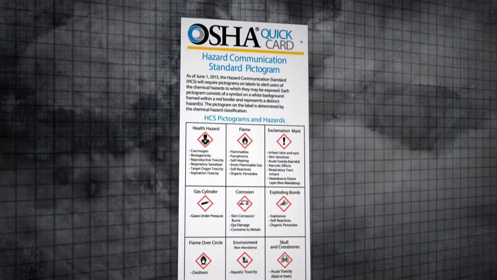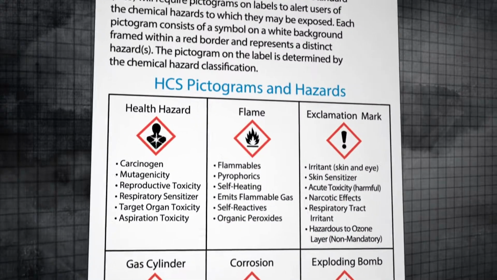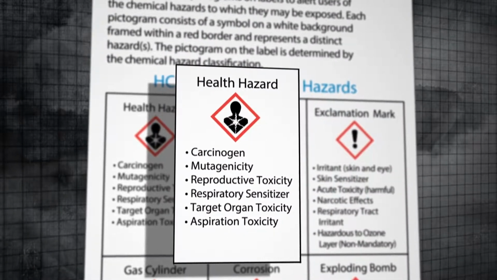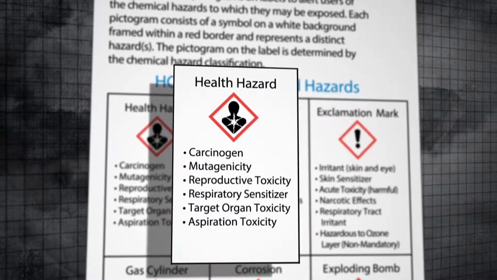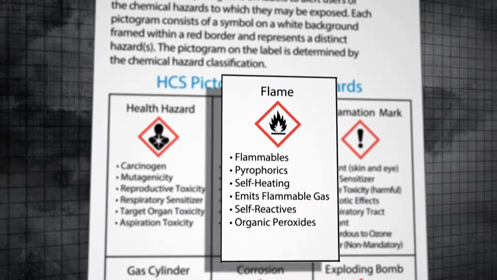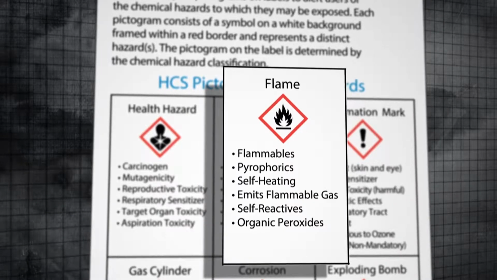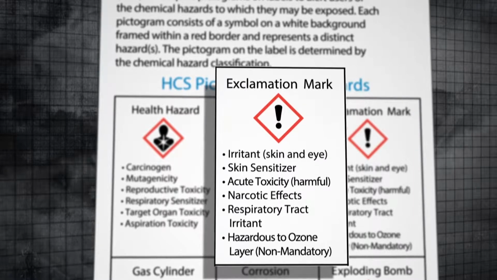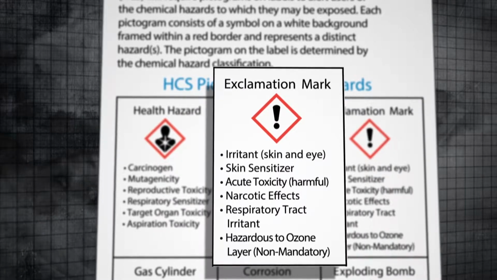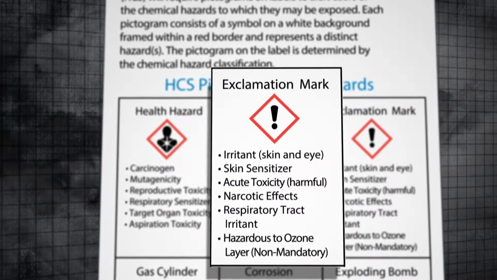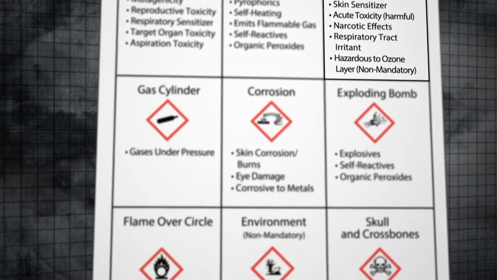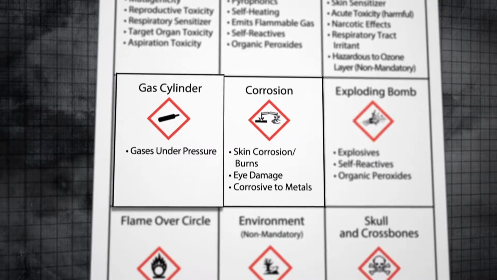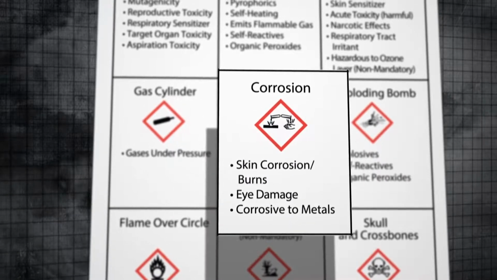Here are the symbols and generally what they stand for. Health hazard, for chemicals that can hurt your health, either immediately or over the long term. Flame, for chemicals that can catch on fire, emit flammable gases, or heat up. Exclamation mark, for irritants to your skin, eyes, or breathing, and for chemicals that have harmful or narcotic effects. Gas cylinder, for gases under pressure. Corrosion, for burns, eye damage, and corrosion to metals.